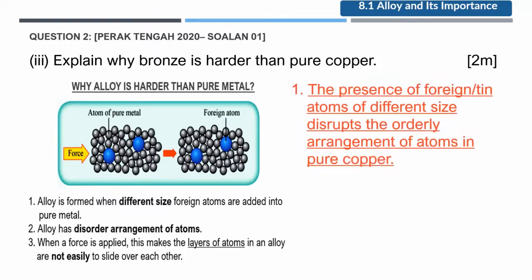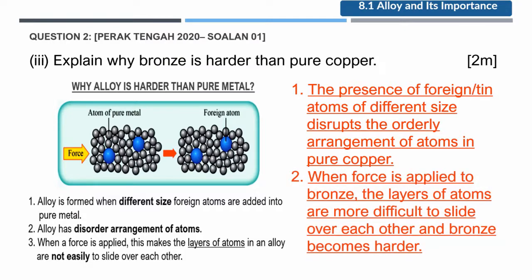Sample answer. Number 1. The presence of foreign or tin atoms of different size disrupts the orderly arrangement of atoms in pure copper. Number 2. When force is applied to bronze, the layers of atoms are more difficult to slide over each other and bronze becomes harder.